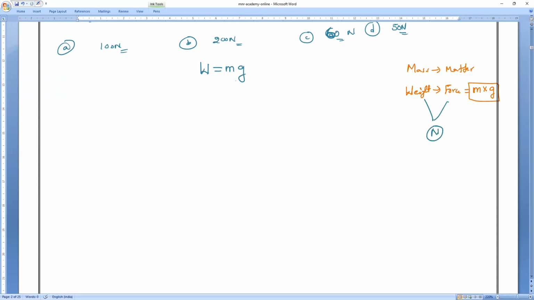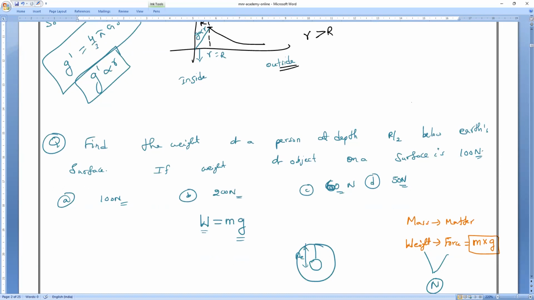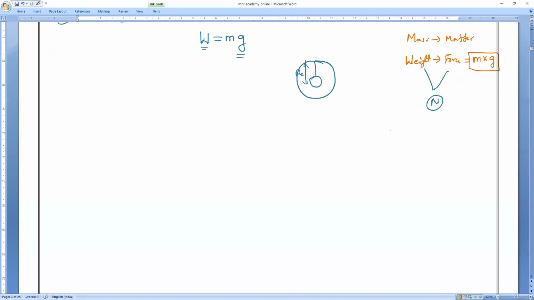Now, they are asking not the weight on the surface. They are asking, the person has traveled to what distance? Till the total is R_E, he came up to how much distance? Check the question they mentioned. He went to what depth? Depth of how much did he go? All of you.